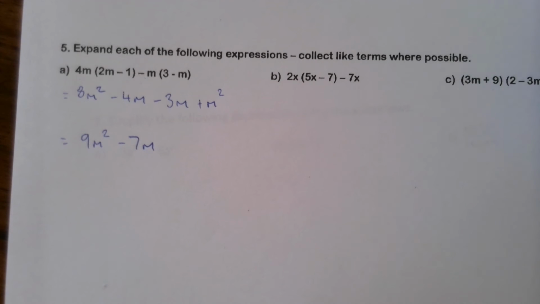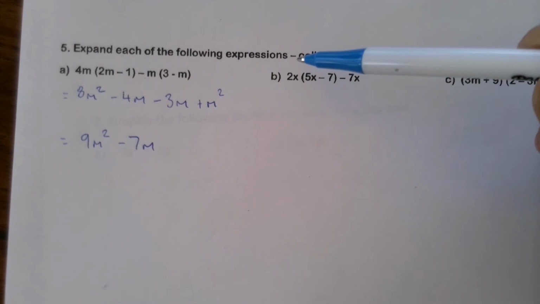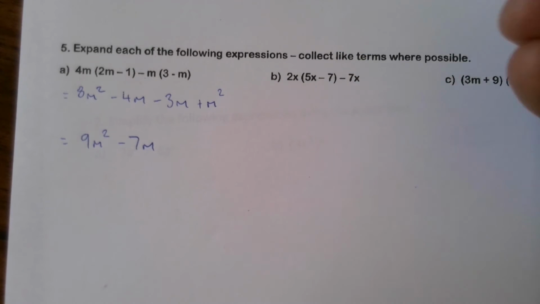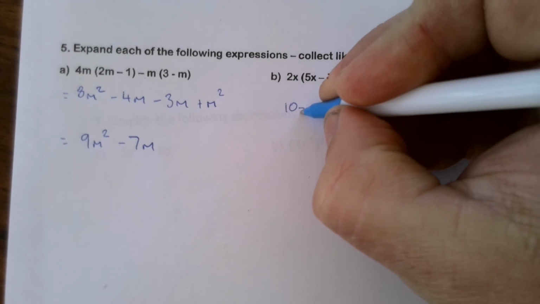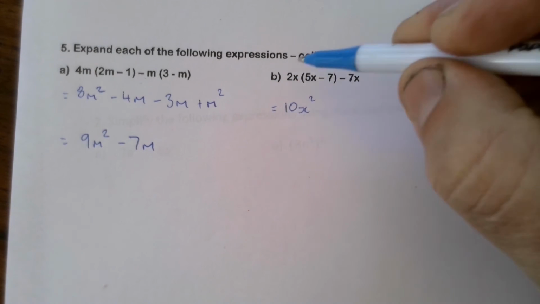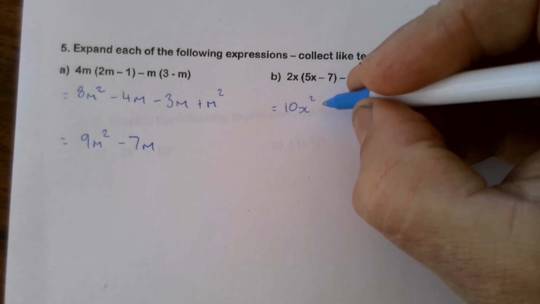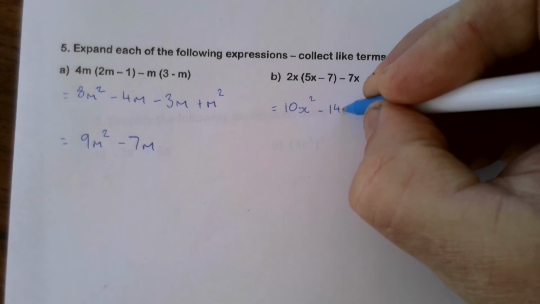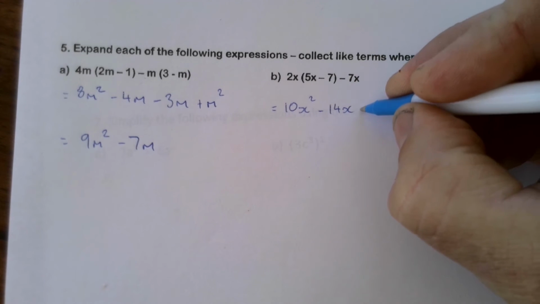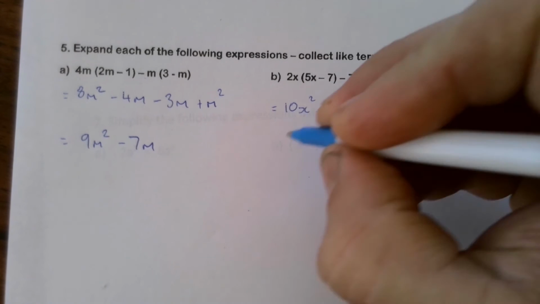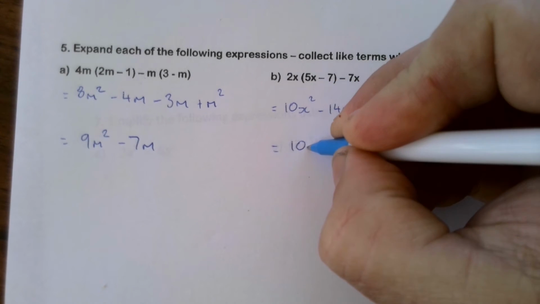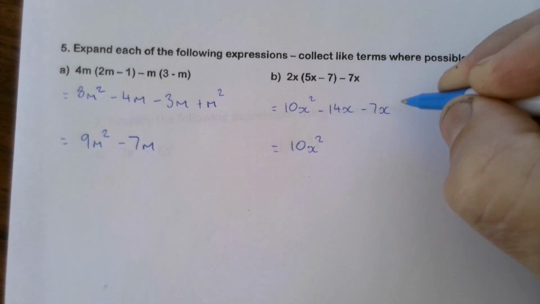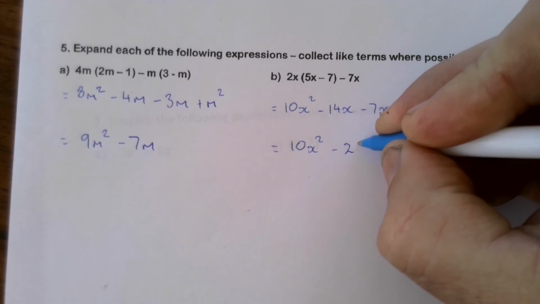5b, we're going to expand and simplify. Get rid of the brackets first. 2x's multiplied by 5x's makes 10x squareds. 2x's times negative 7 makes minus 14x's. And we got our little negative 7x's on the end. That leaves us with 10x squareds and 14 minus 7, which is negative 21x's.